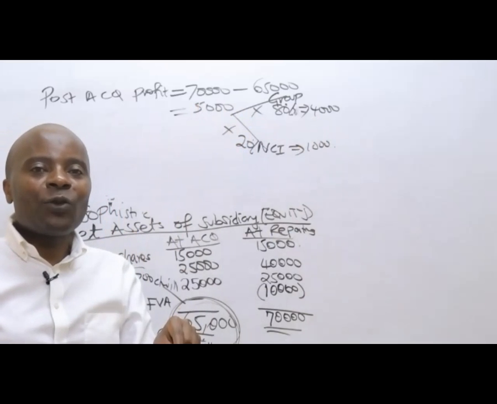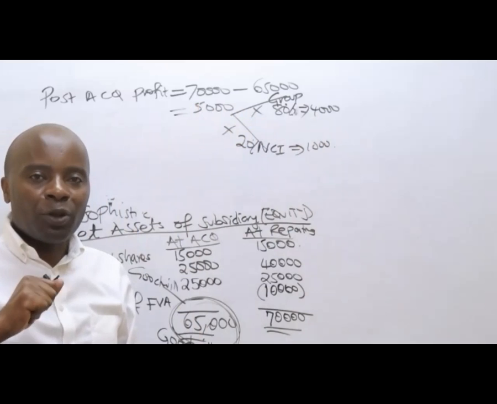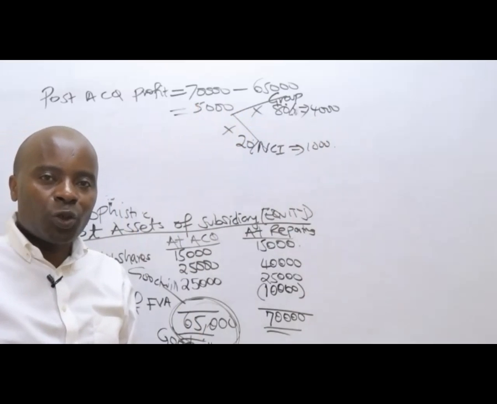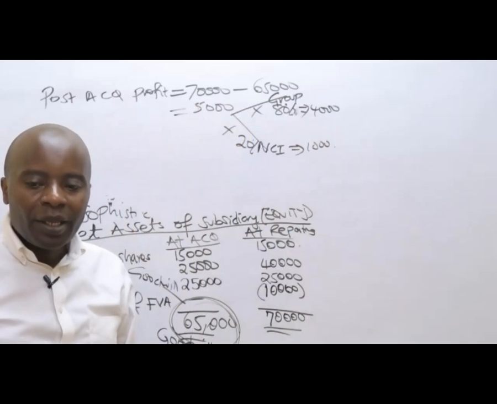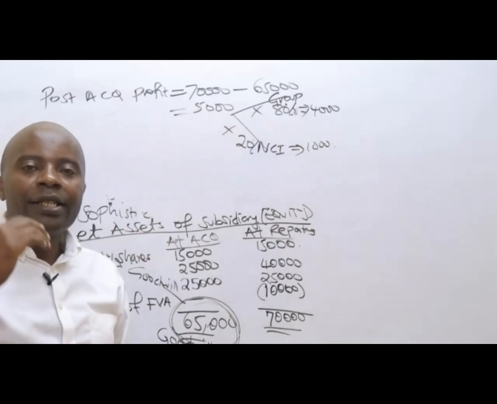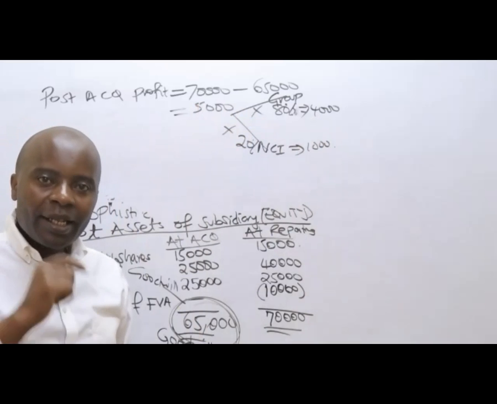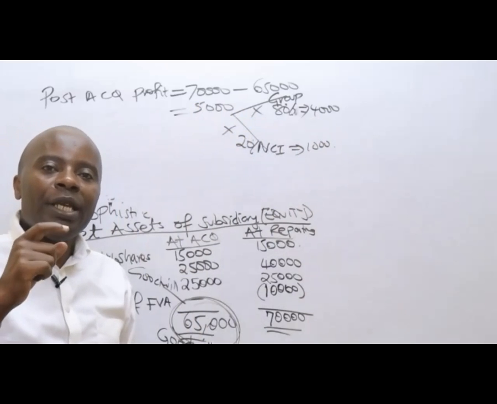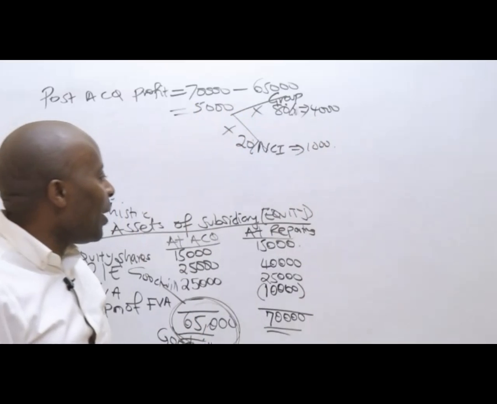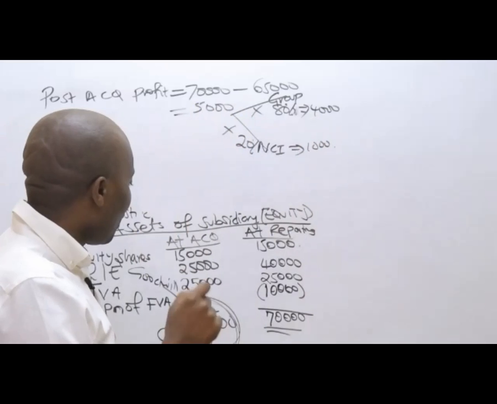Net assets at acquisition, net assets at reporting, which at the end of the day should be able to give us the post-acquisition profits. Now, ladies and gentlemen, the moment I do that, listen. The third working will be a working called goodwill. So come and give us the goodwill.